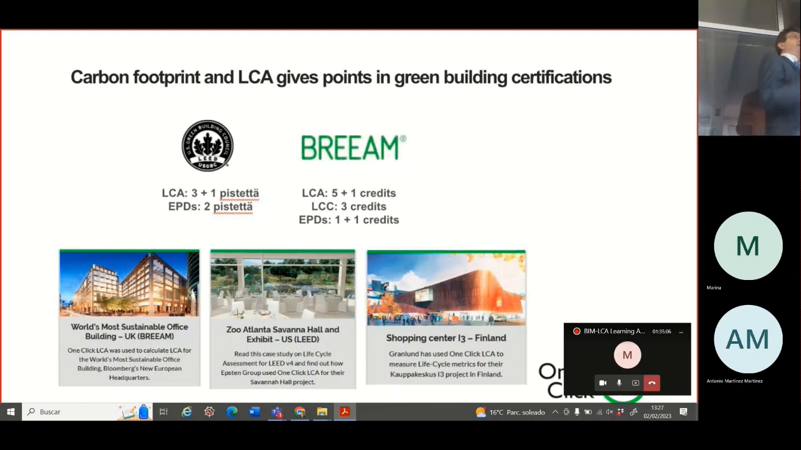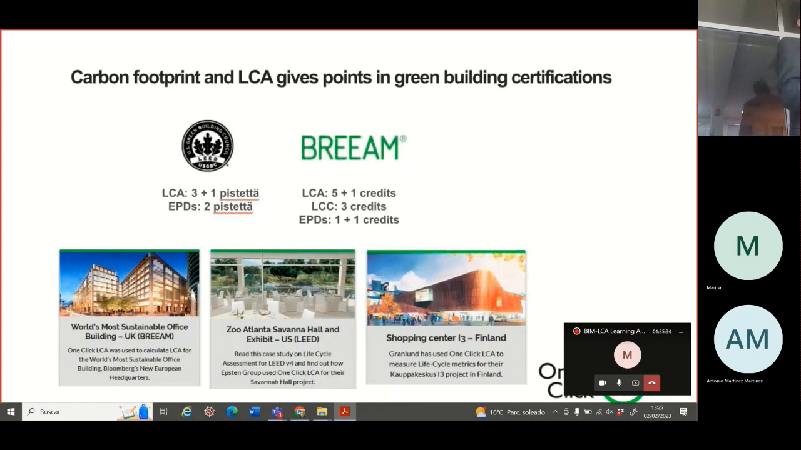Every year we'll have the world's most sustainable office building. In fact, the system is moving all the time. That's the advantage of this system, like LEED and BREEAM. They don't need the permit from the government to move the barriers. It's an NGO, and they are moving the standards up and up and up.